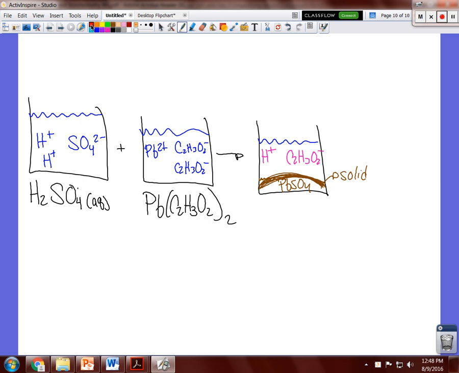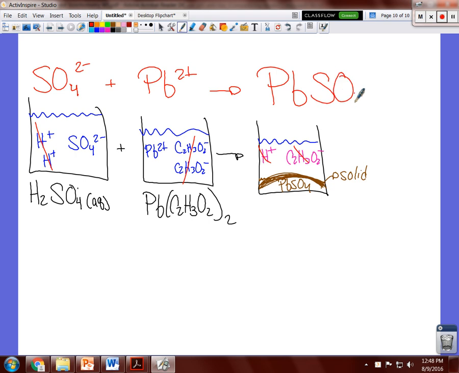The hydrogens and the acetates. So the things that, actually let me cross these off too. So the things that remain are the things that changed, correct? That is the net ionic equation. So if we rewrote this correctly, we have this, plus what's left here, and what we formed. That is the net ionic equation.